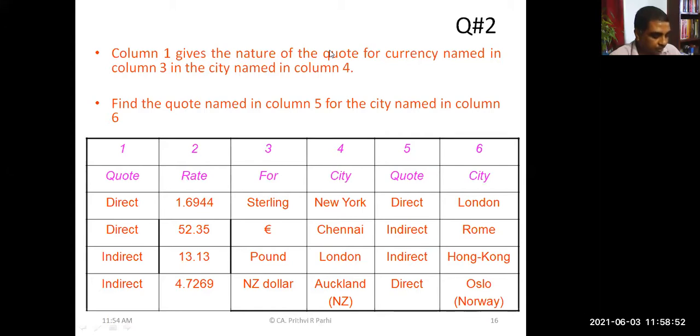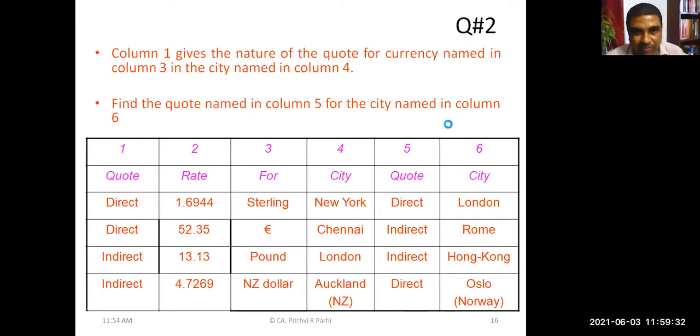Noted. Column 1 is the quote, column 2 is the rate itself, and the rate is for these currencies. The quote is from these cities, and the required quote is asked in column 5, and the quote has to be made from the column 6 city. Okay. So let us start.